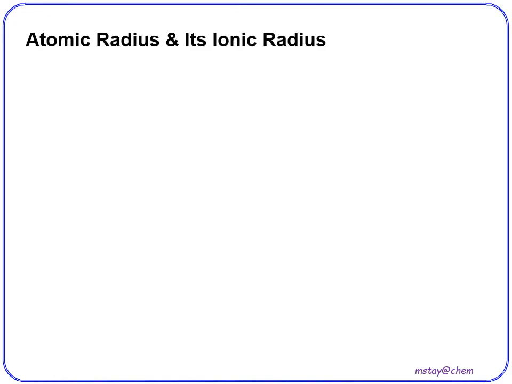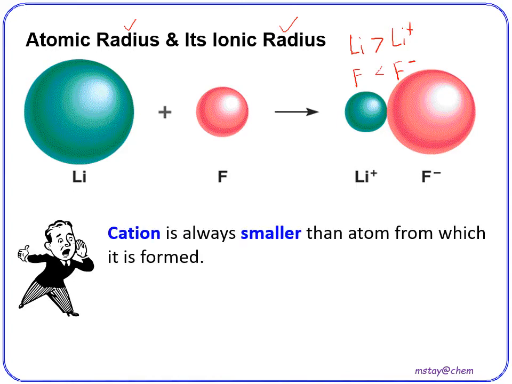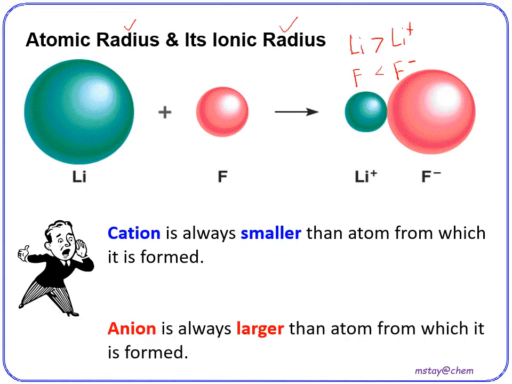Now let's continue with how to discuss the atomic radius and its ionic radius. This diagram is very obvious. We can see that the lithium atom has a bigger size compared to its cation, while the fluorine atom has a smaller size than the fluoride ion. This is the general information we get from this diagram. Cation is always smaller than the atom, while anion is always larger than the atom.